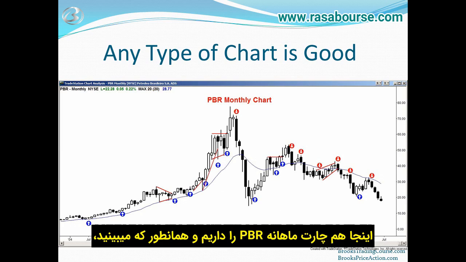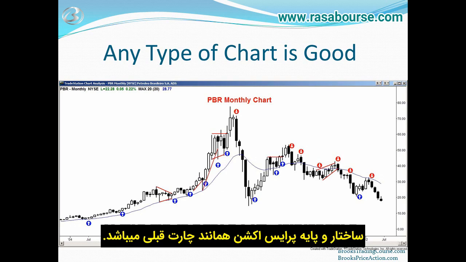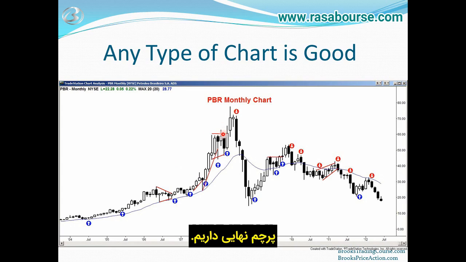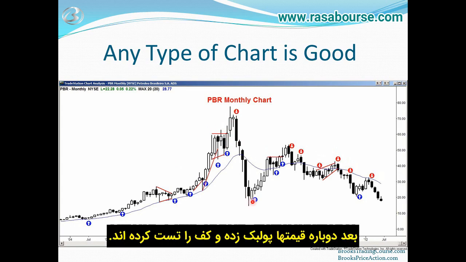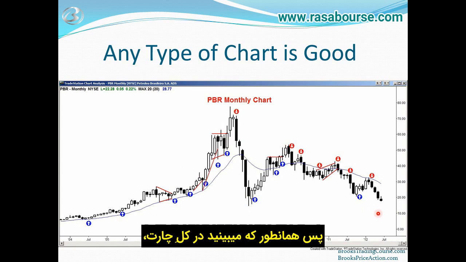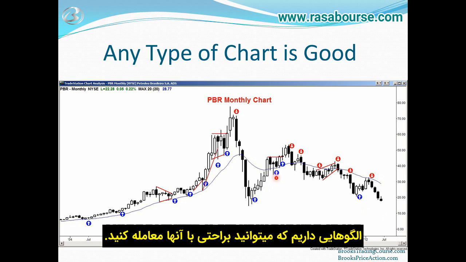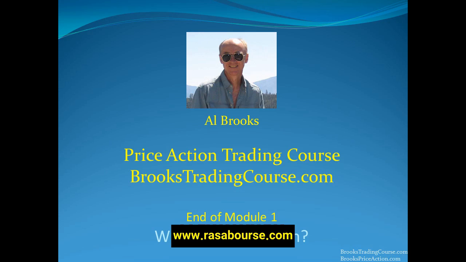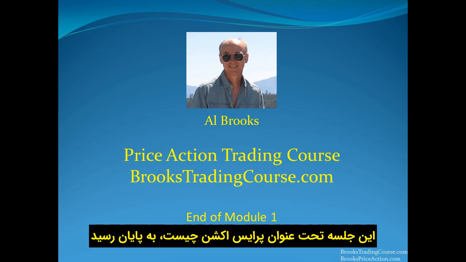Monthly chart, Petrobras. Okay. Again, basic price action is the same. Parabolic buy climax, the final flag, strong bear spike, pullback, test of the low, and there are tradable patterns all the way through the chart. This is the end of the module entitled What is Price Action?